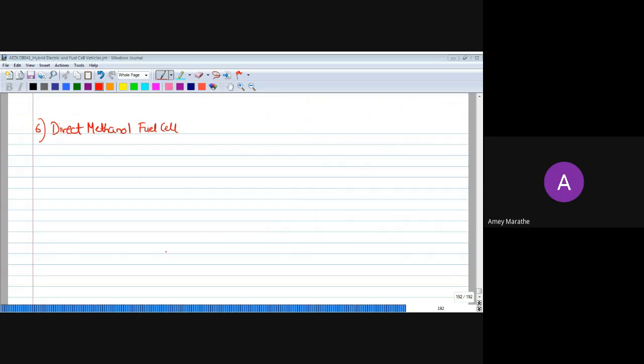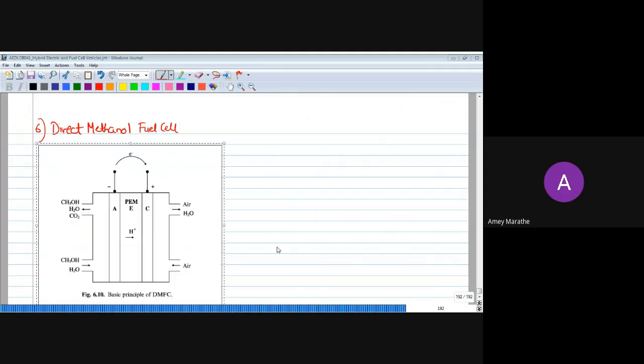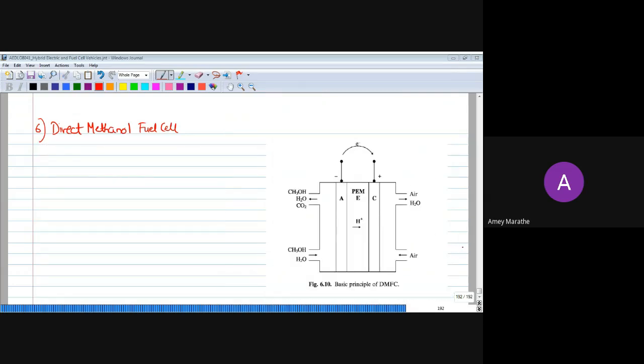Okay, direct methanol fuel cell. Let me check if I have the picture for direct methanol. So the advantage here, which we all can understand, is that instead of converting the methanol or ethanol into any other form, we can directly use that as a fuel in the fuel cell.